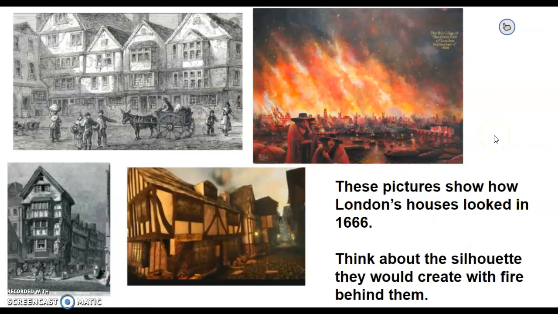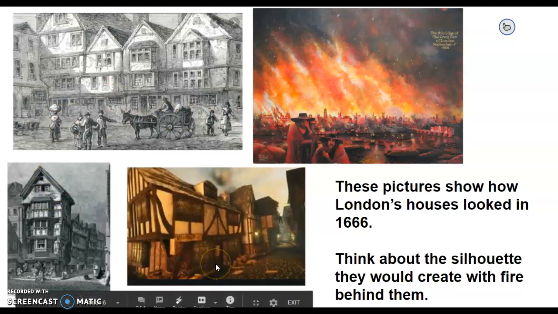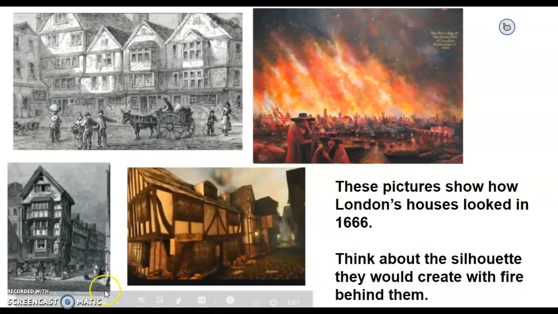So these pictures show how London's houses looked in 1666. Think about the silhouette they would create with fire behind them. Again, we looked at the painting by Rita Greer. These are the silhouettes of the buildings here, and the fire is behind it, and you can see the flames behind the buildings as well. Okay, and here are some other buildings here. Look at the shape, look at the size, think about what they're made of, okay?